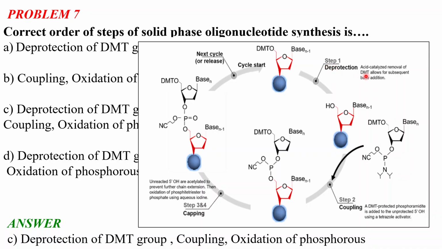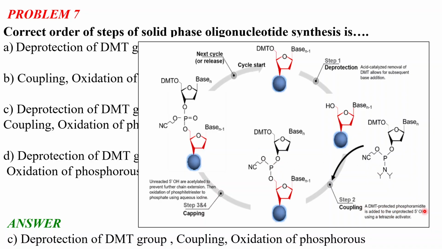Then first is the deprotection. The acid catalyzed removal of DMT allows the subsequent base addition. So after deprotection of this DMT group, we have another nucleotide. This nucleotide has its O protected with the DMT, and on the third position we have a phosphate linkage type. Okay, so then what happens? This second nucleotide is added to the fifth hydroxyl group, which is added like this.